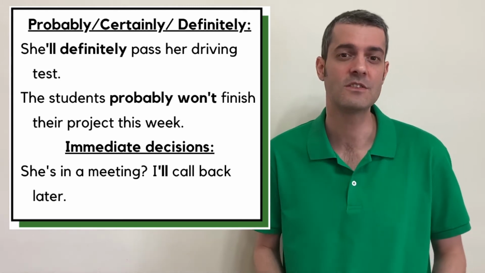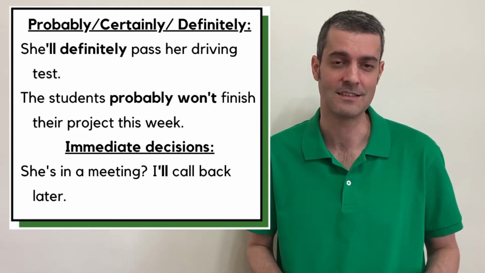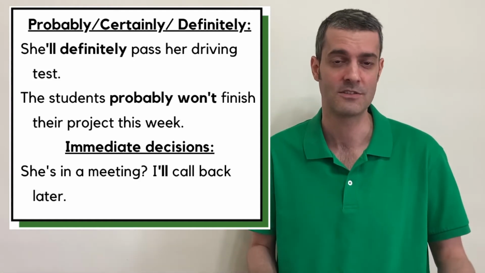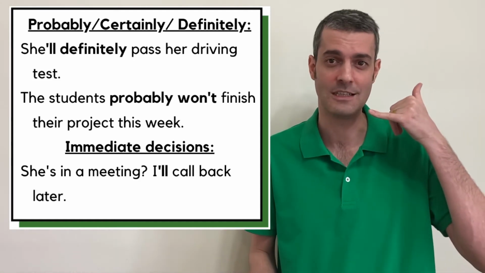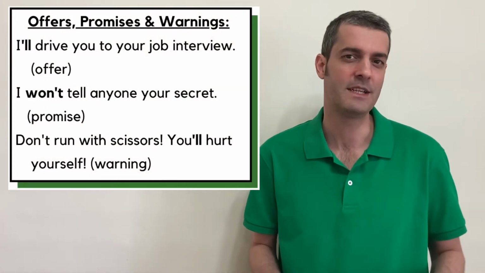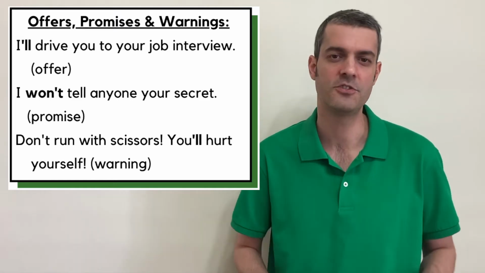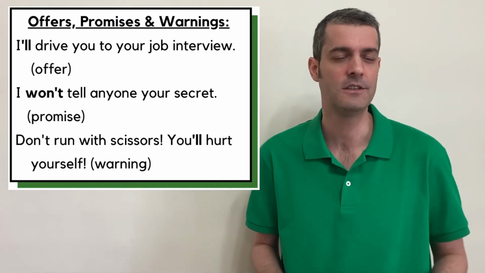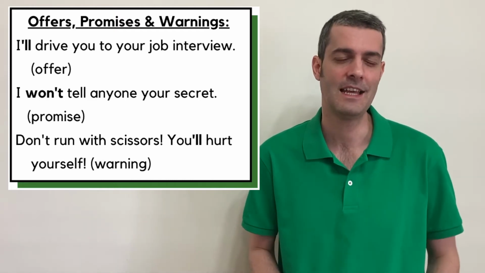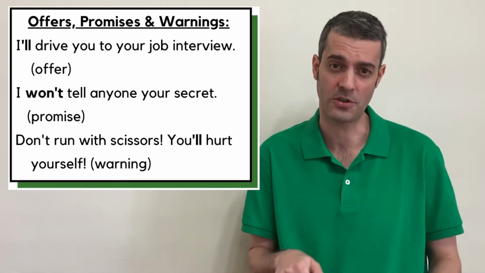We can also use will to talk about immediate decisions. These are decisions you make at the moment, probably when you are speaking. So you're on the phone, oh, she's in a meeting, I'll call back later. We can use will to talk about offers, promises, and warnings. So here are 3 examples. I'll drive you to your job interview. This is an offer. I won't tell anyone your secret. This is a promise. And don't run with scissors, you'll hurt yourself.